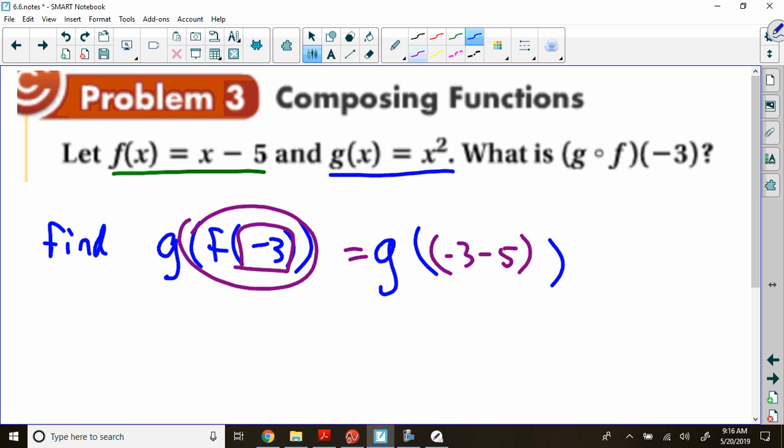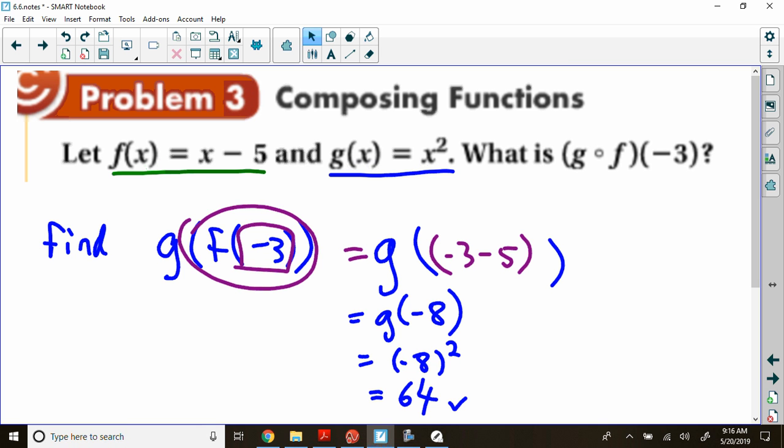Let's think about this. What's negative 3 minus 5? Is that negative 8? So this is really asking us for g of negative 8. So let's go to the function g and plug a negative 8 in and see what we get. g says take whatever you have and square it. Well, we have negative 8, and square that. What's negative 8 squared? 64, boom. So that should be our answer.